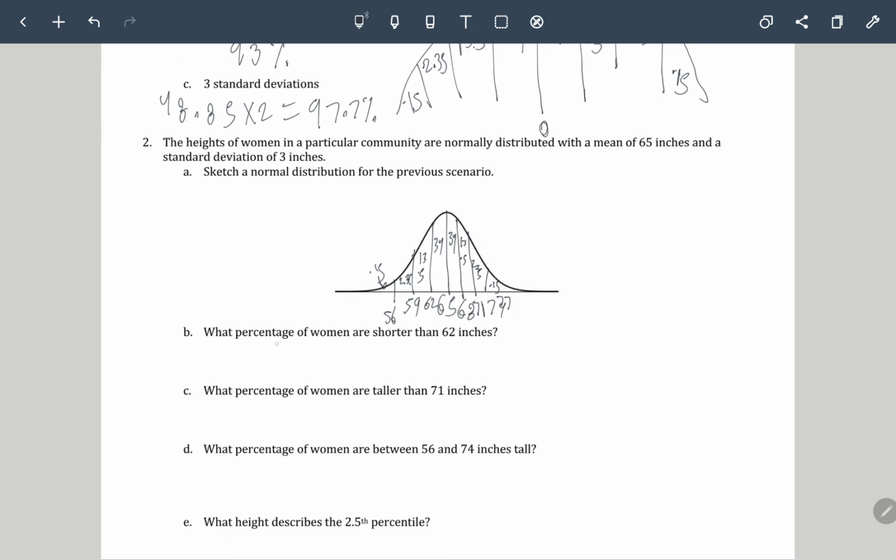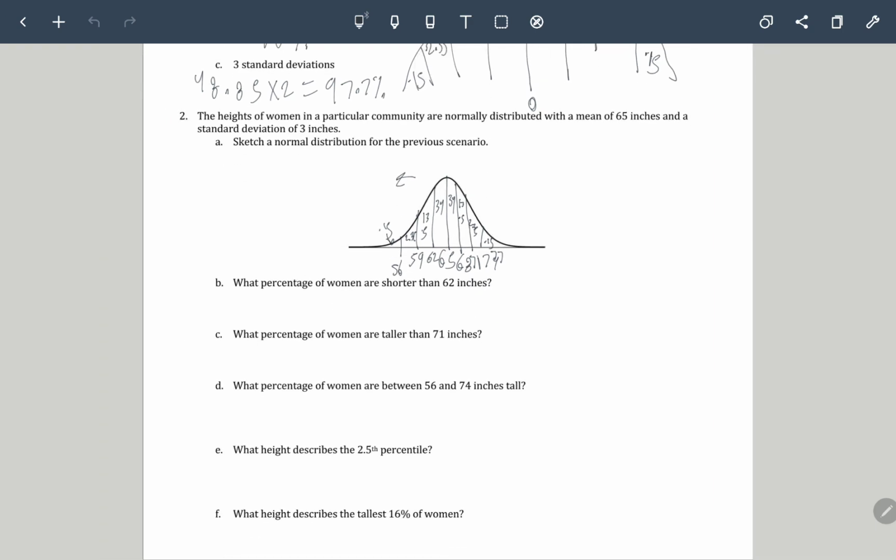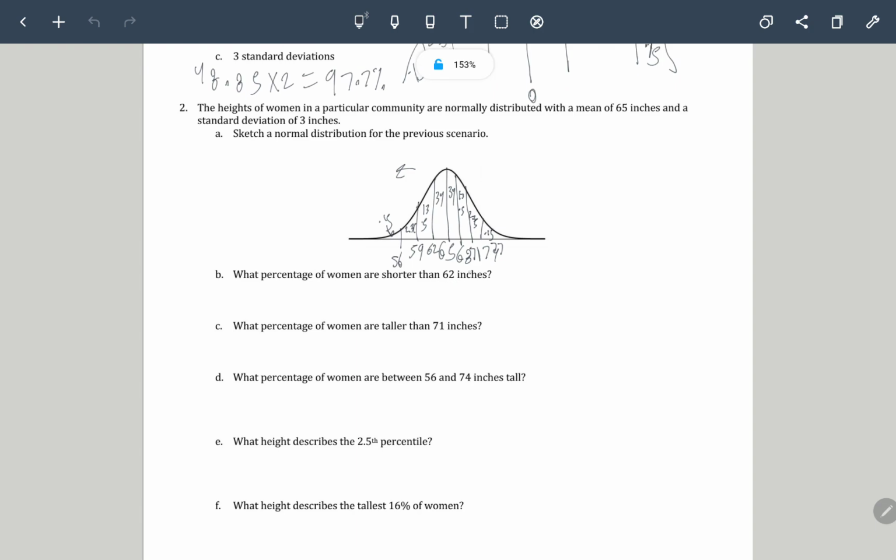So it says, what percentage of women are shorter than 62 inches? 62 inches is here. So it said, what percentage are less? So to find that, it would be this entire side. So 62 less. So it'd be 13.5 plus 2.35, which is 16%. So women that are shorter than 62 inches consist of 16% of this data, because 13.5 plus 2.35 plus 0.15 is 16%, right?